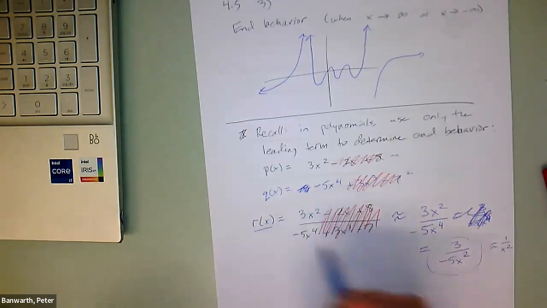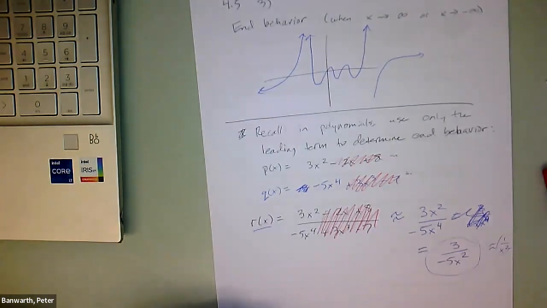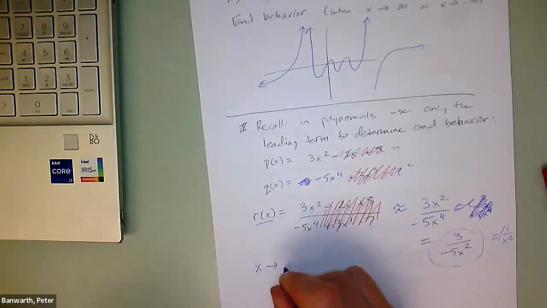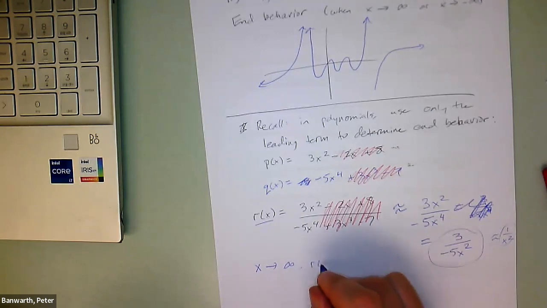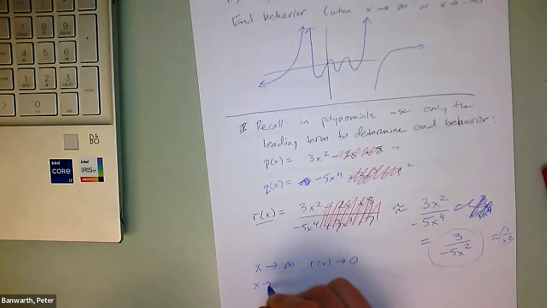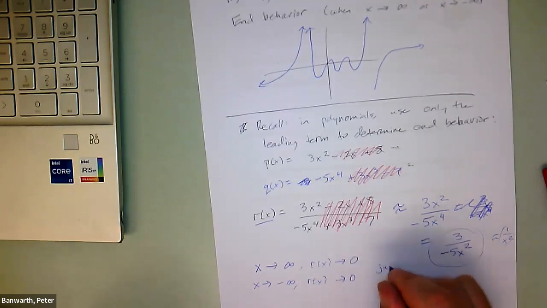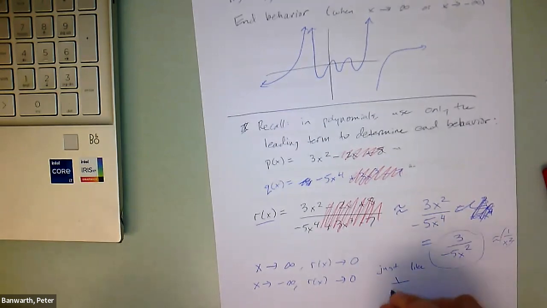So the end behavior of r of x is going to be the same as the end behavior of 1 over x squared. In particular, as x goes to infinity, r of x is going to go to 0. As x goes to minus infinity, r of x is going to go to 0. Just like 1 over x squared.